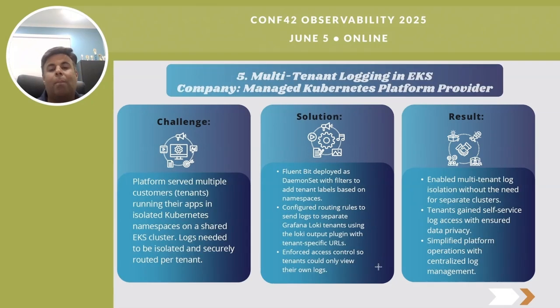So the fifth one is multi-tenant logging in a company. They had a multi-tenant Kubernetes cluster with multiple namespaces, and the pods were running in multiple namespaces. They wanted to ship the logs in an isolated way, making sure they're shipped in a secure manner per tenant. So the solution was Fluent Bit was deployed as a daemon set with filters to add the tenant labels based on namespace, and then routing rules were configured to send the logs to separate Grafana Loki tenants using the Loki output plugin with the tenant specific URLs.